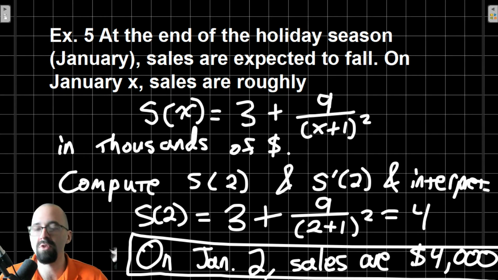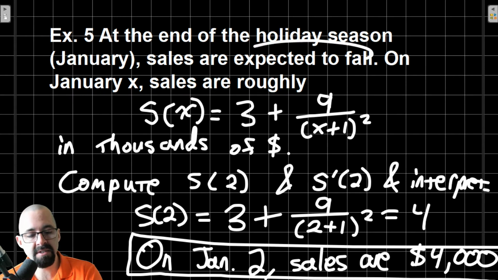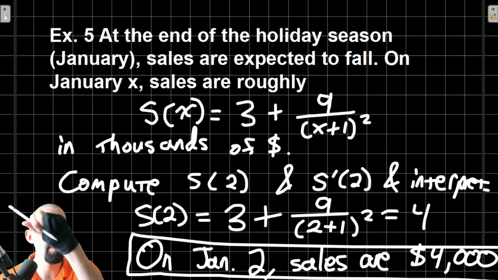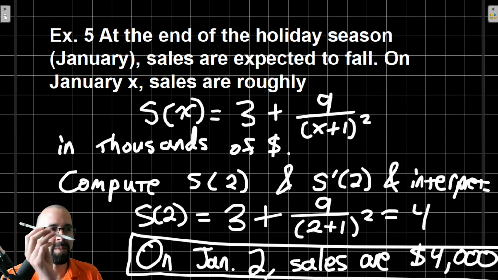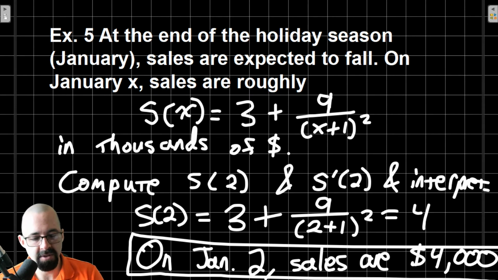Derivative is the rate of change. So if this function says that sales are $4,000, the derivative is going to be how those sales are changing. And sales are expected to fall. So we should expect a negative slope. Negative slope means going down. Oh, I have it mirrored today. Nice. Going down. In class, I have to do it the other way. Here, my camera's mirrored. That's what we're expecting.